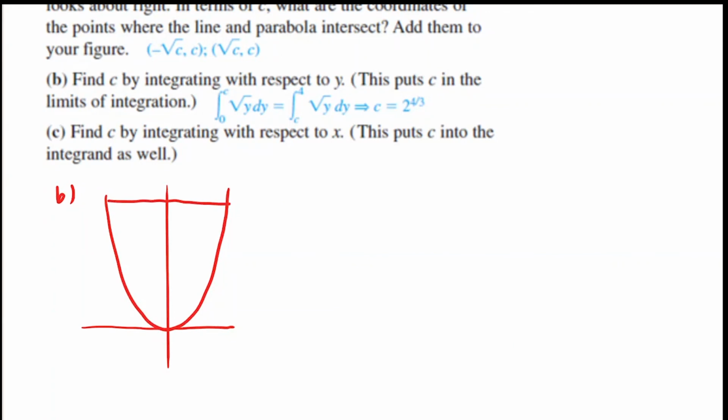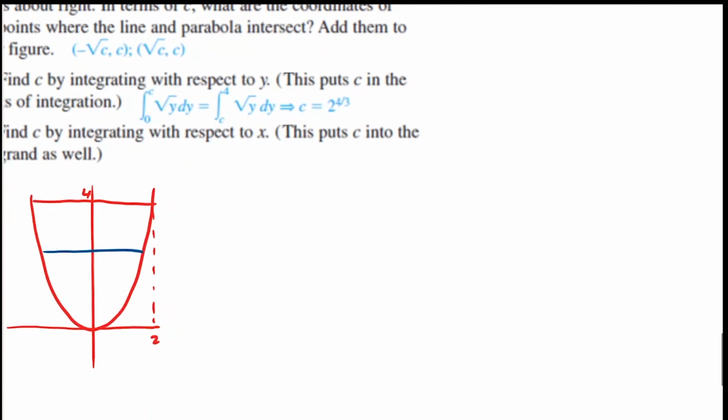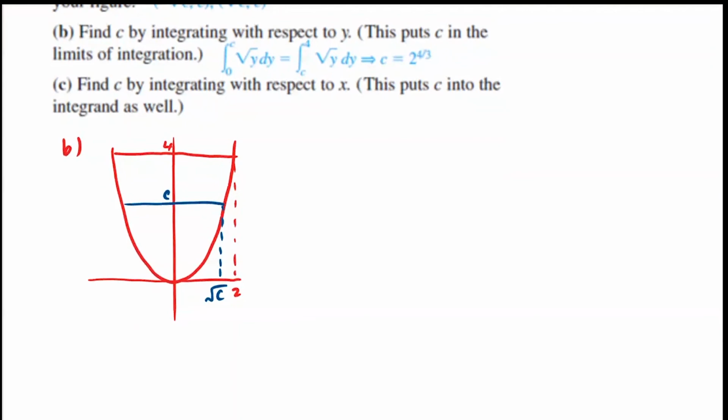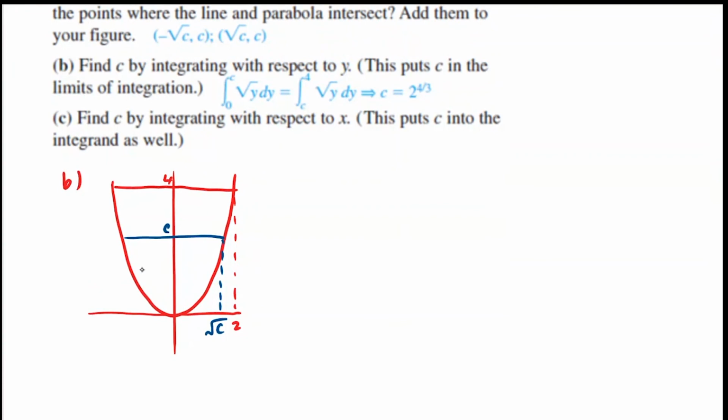And this right there is 4. Therefore, this is 2. Good. Now we're going to draw a line somewhere here, and that is C, which means this is square root C. You get that much? We don't have to know this for part B, but eventually. Now I have to integrate this so that this area is equal to that area. You know what I'm saying?